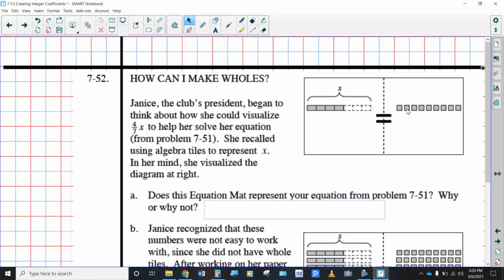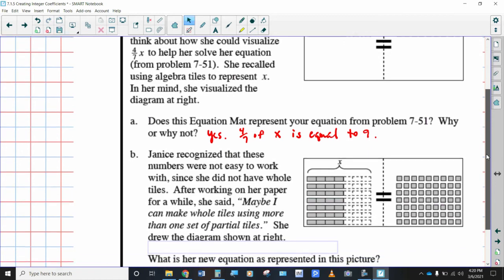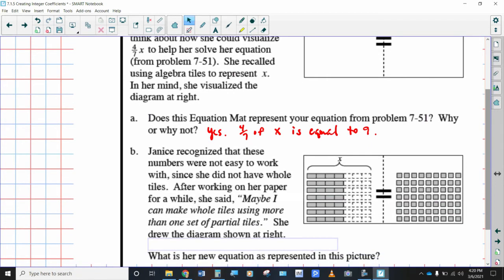And that is equal to 1, 2, 3, 4, 5, 6, 7, 8, 9. So does this equation represent the equation from before? Yeah, it absolutely does. 4 sevenths of x is equal to 9. So Janice recognized that these numbers were not easy to work with since she did not have any whole tiles to work with. After working on her paper for a while, she said, maybe I can make whole tiles using more than one set of partial tiles. So she did this. What is happening there?